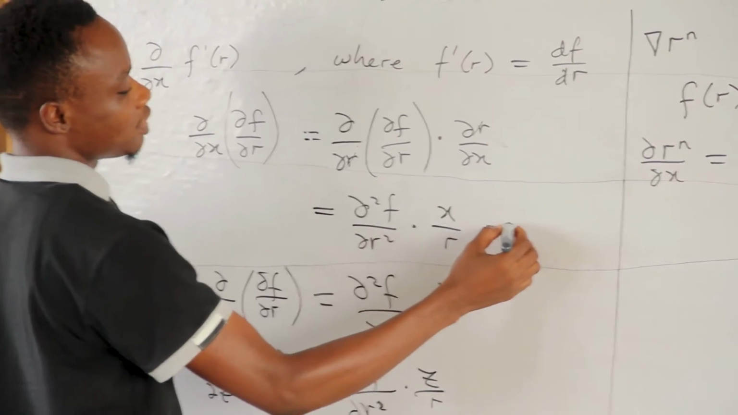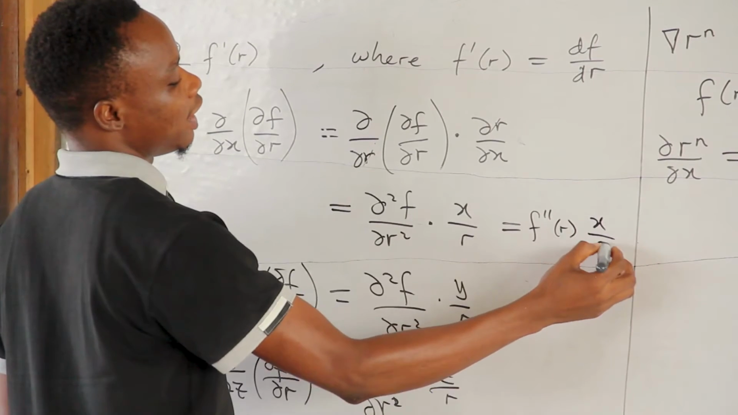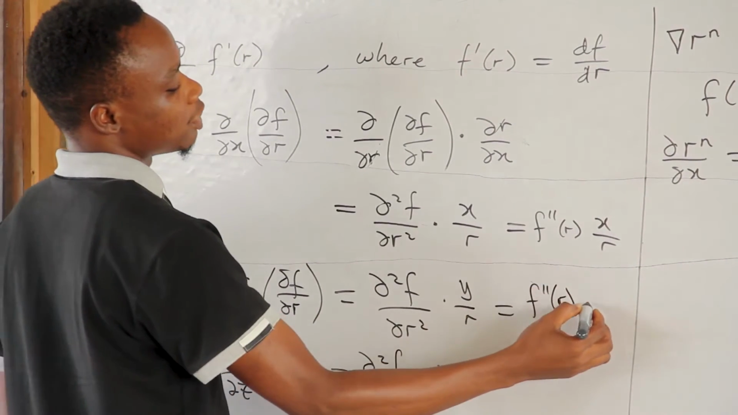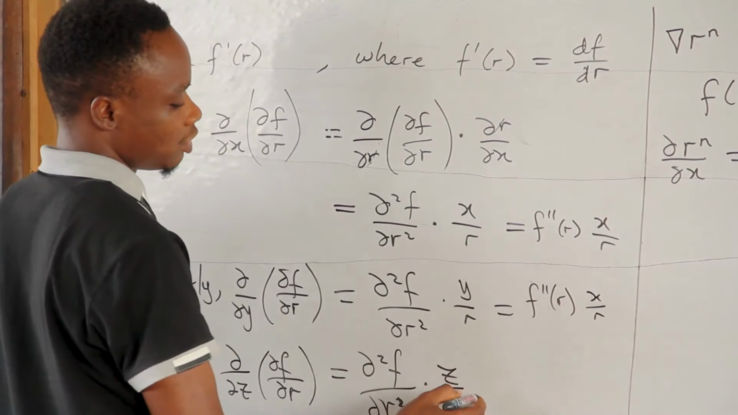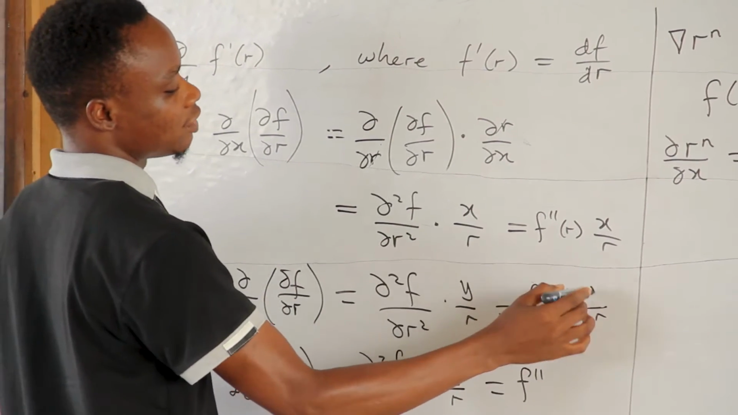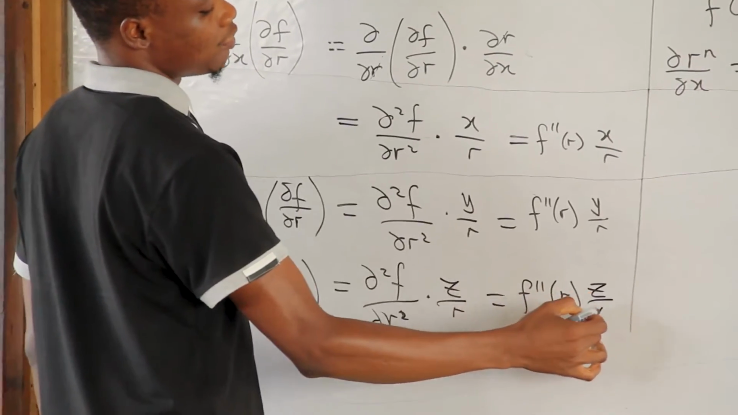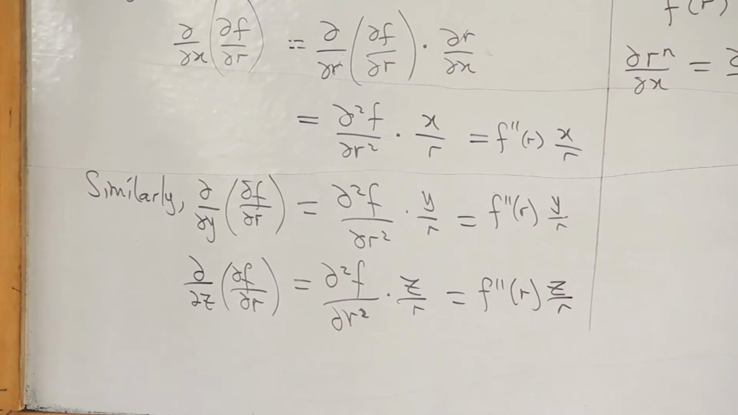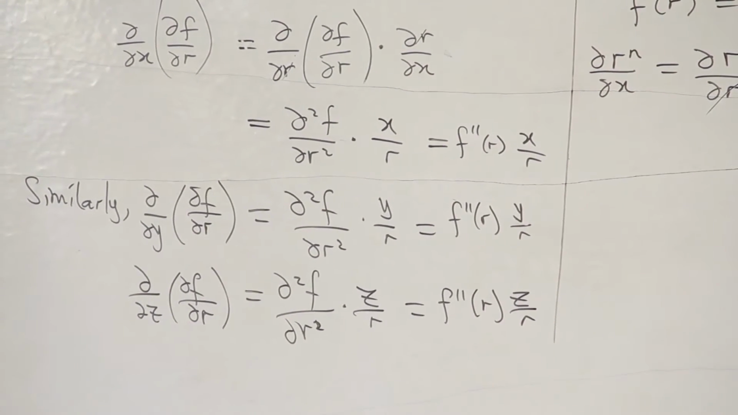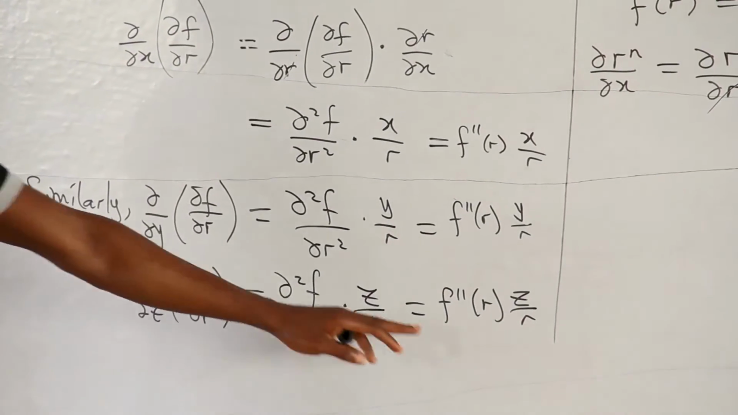This is written as f prime prime of r multiplied by x over r. This is written as f prime prime of r multiplied by y over r. And this is f prime prime of r multiplied by z over r. Does that make sense? Is it clear? Okay, so we can move on now. We can put all of the results into this.